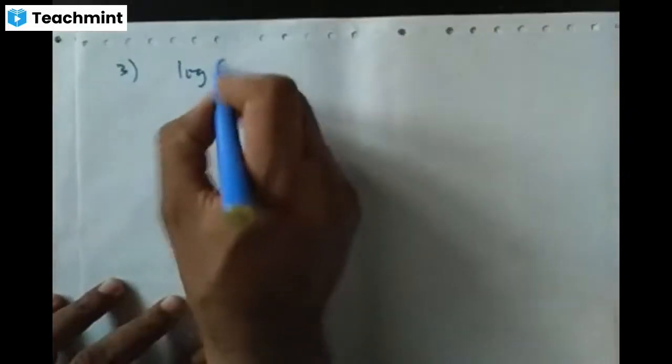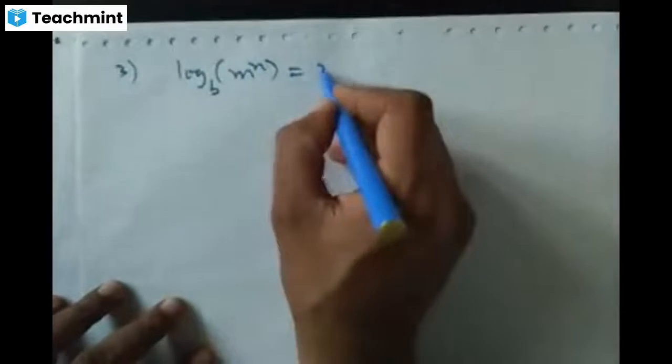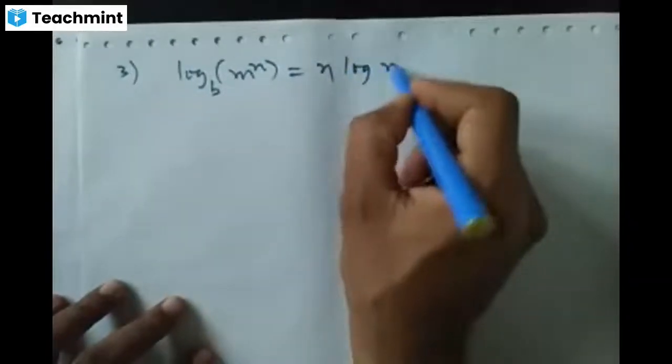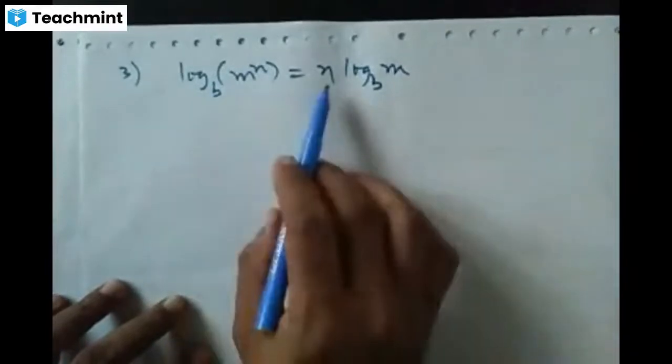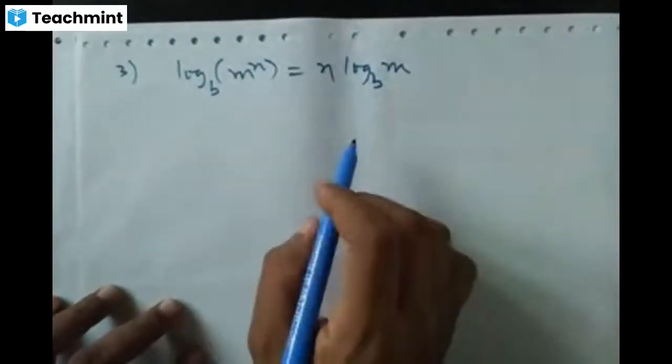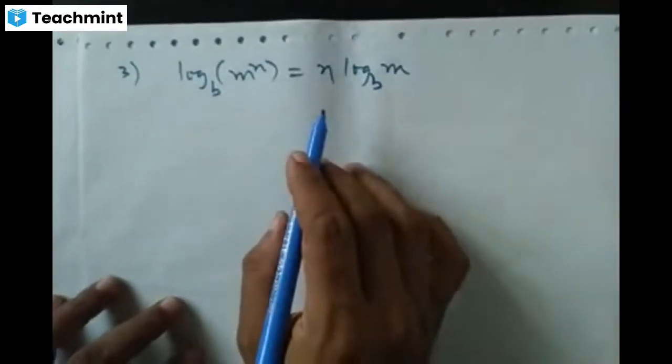Next, property number 3 is the most important one. Log of M power N to the base B is N into log M to the base B. Log of M power N to the base B is N into log M to the base B. This is property number 3.